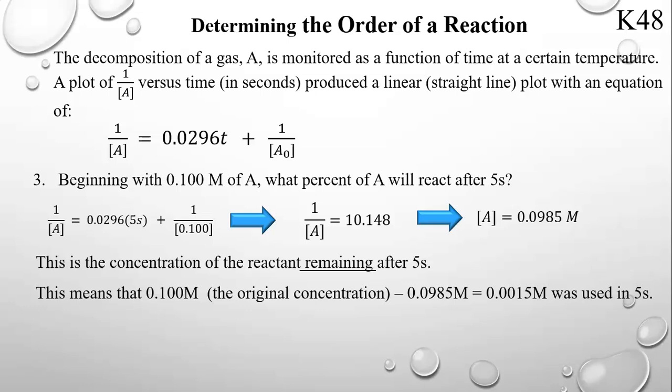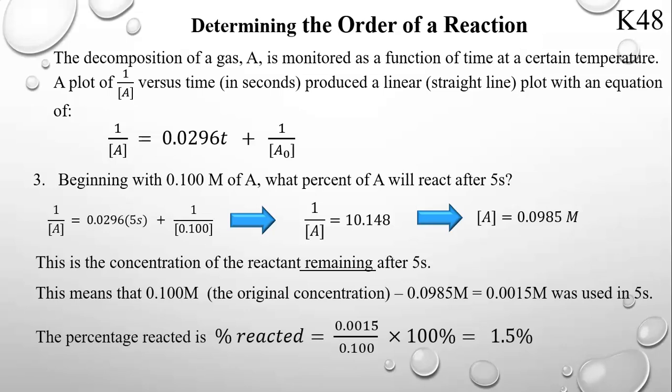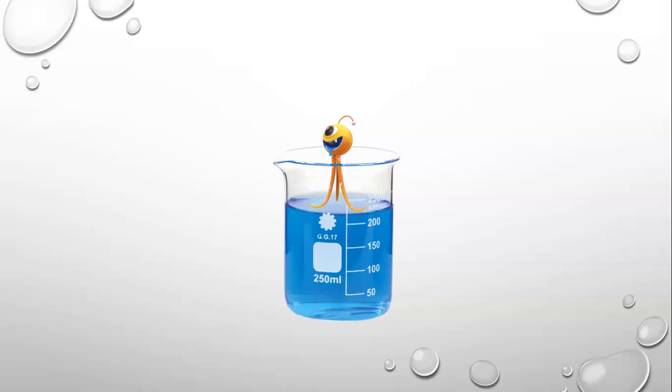So if you take that number, 0.0015, and you put it over the original concentration, 0.1, and multiply that by 100%, you will get 1.5%. So 1.5% of the reactant was consumed or reacted in 5 seconds. All right, so that takes care of this.